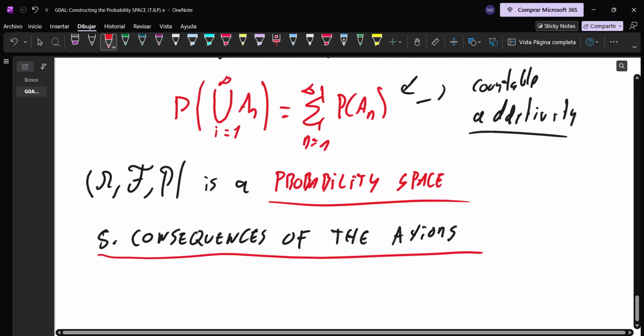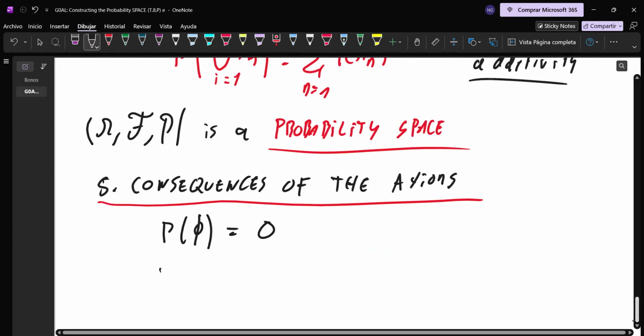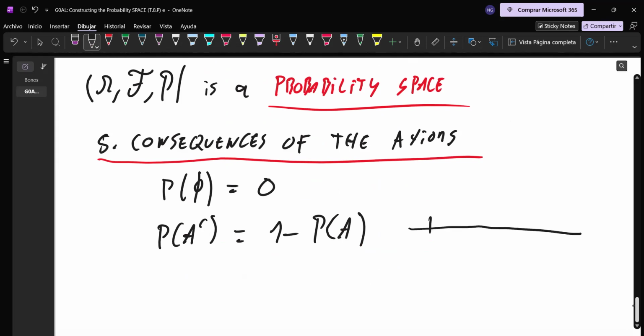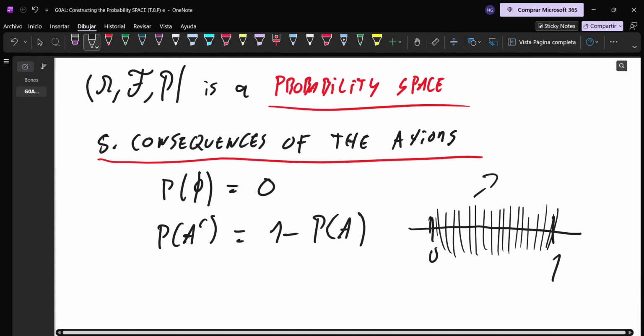What are the consequences? The classical probability rules. The probability of the null set is 0. The probability of the complement, that's a very important thing, is 1 minus the probability of R. Think on that. This is my space, and I know that the probability of omega is 1.